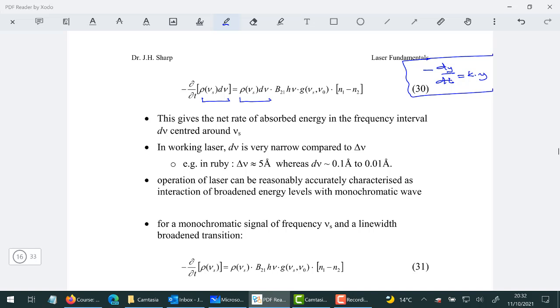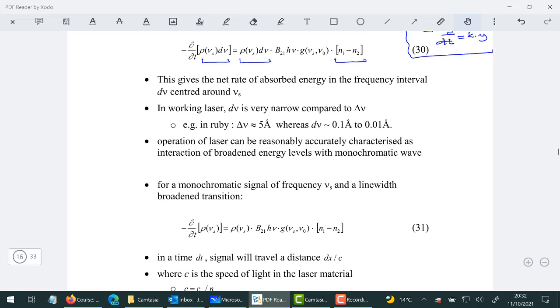So that gives you the rate at which the energy is absorbed by that particular laser material, or the rate at which the atoms are emitting in that laser material. So this is either going from 1 to 2 or from 2 to 1. And this is dependent on the difference between the number of atoms per unit volume in level 1 and the number of atoms per unit volume in level 2.